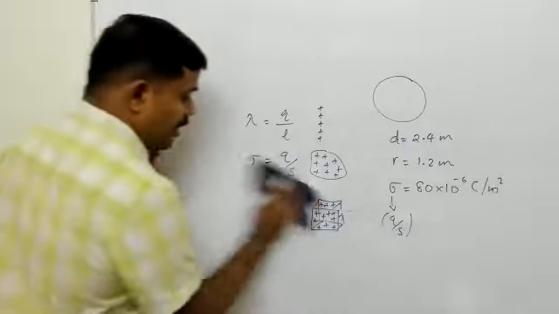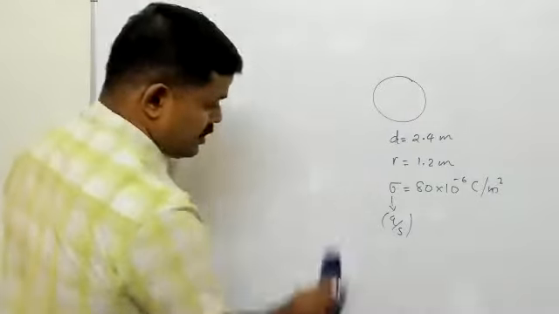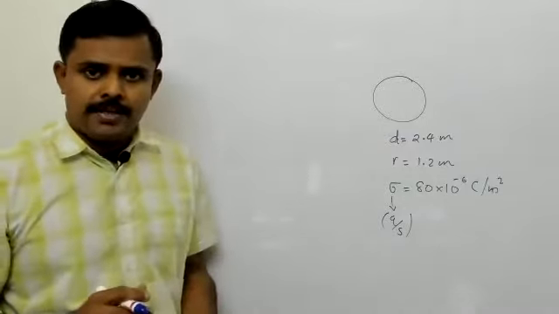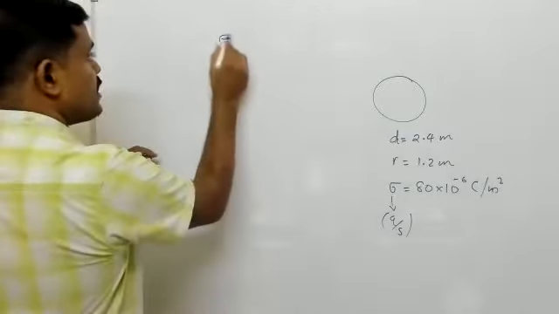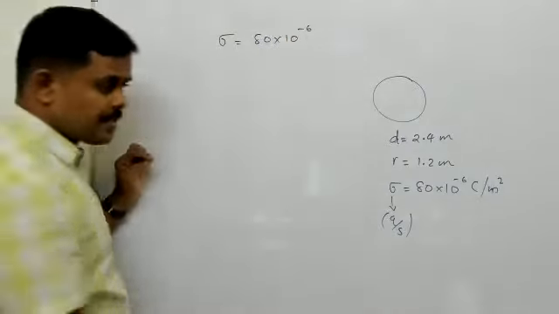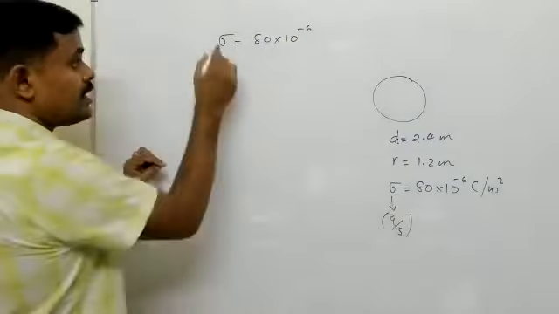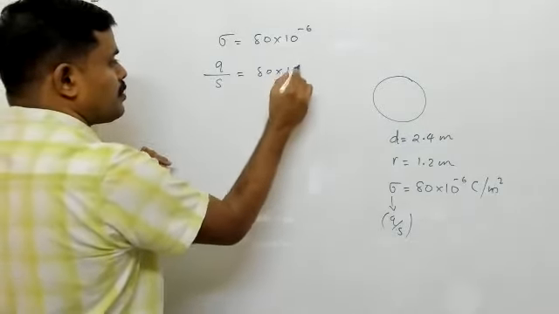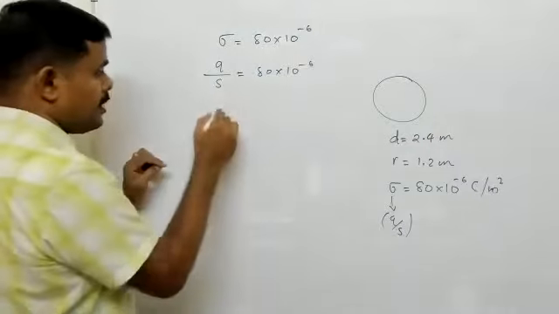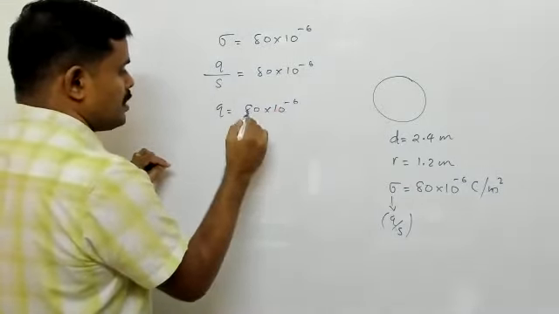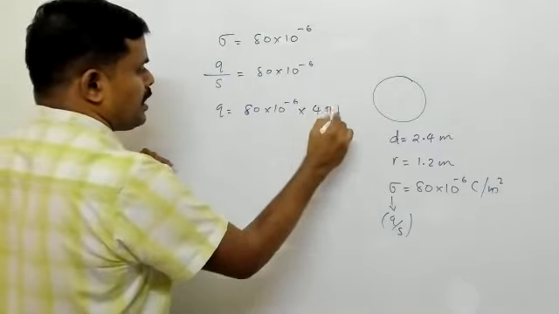Anyway, we are looking at surface charge density. Question number 1: find the charge on the sphere. Easy question. Sigma is given, 80 into 10 power minus 6. Surface charge density is charge per area. Cross multiply, Q will be 80 into 10 power minus 6 into 4 pi r square.